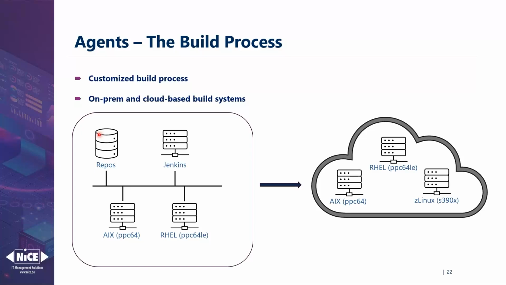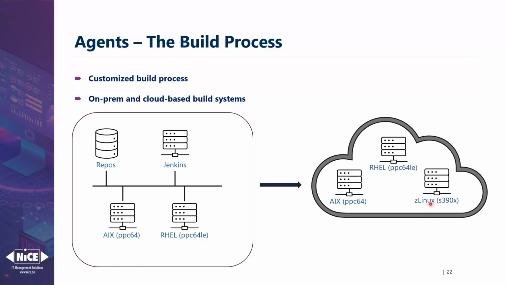For example, the zLinux systems are not on-prem here. It's a system in the cloud, as well as other systems. They are connected via tunnels or VPNs, depending on the system which we are trying to reach. But all these builds are centrally controlled and managed by our Jenkins server. And we start the builds as usual from the centralized points.